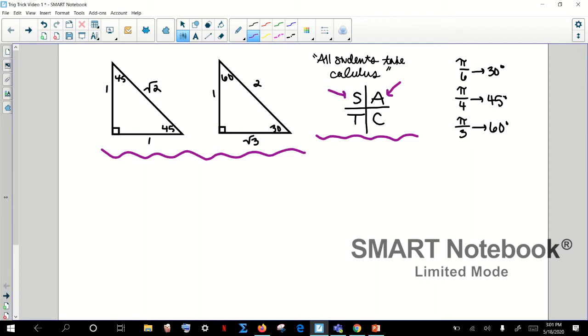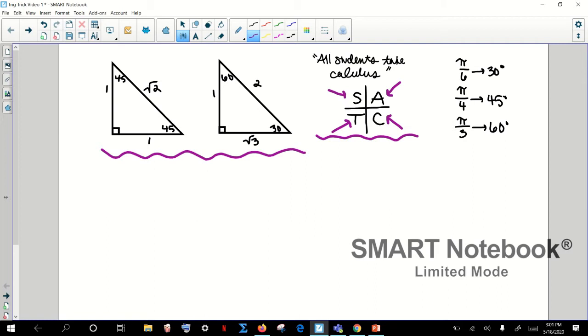In the second quadrant, only sine values are positive. So in the second quadrant, if you take a tangent value or a cosine value, they're going to be negative. Only sine is going to be positive. In the third quadrant, only tangent is positive. And in the fourth quadrant, only cosine is positive. So all students take calculus. That's a quick way to remember in which quadrants which trig values are positive and negative.